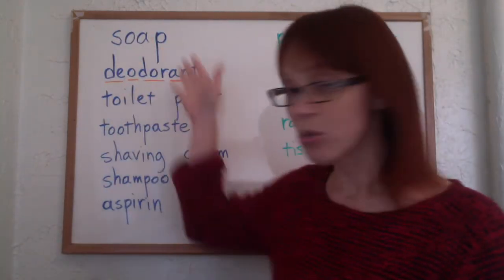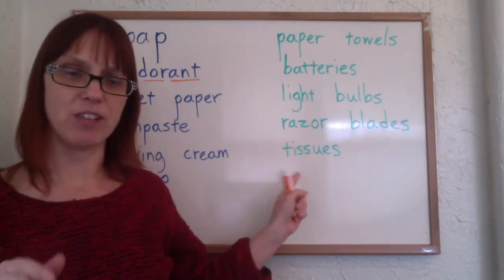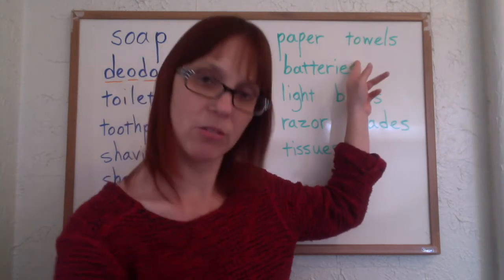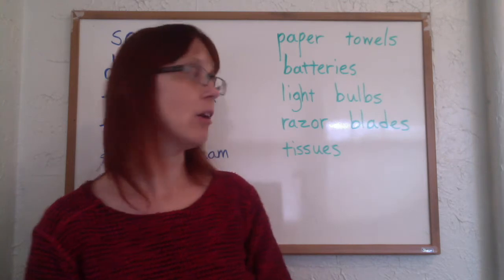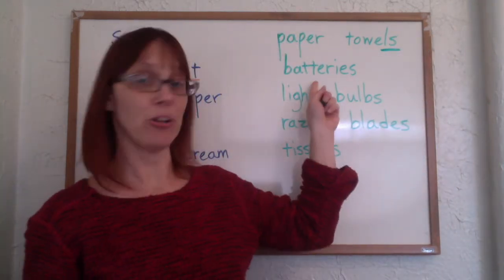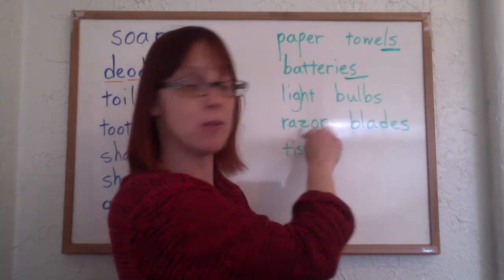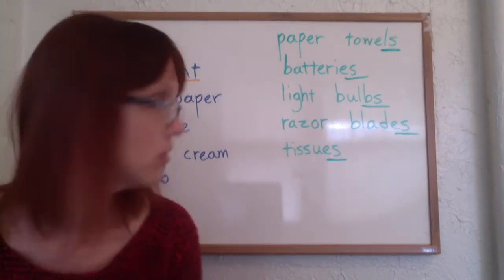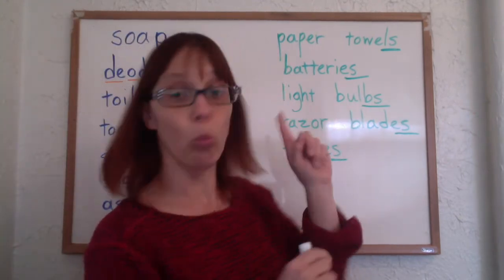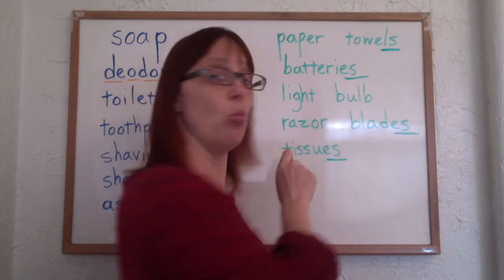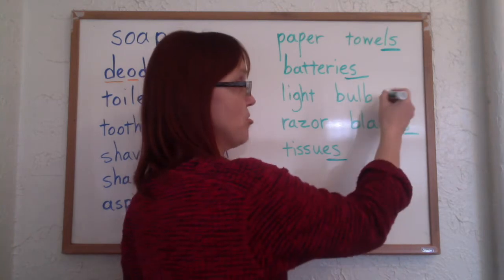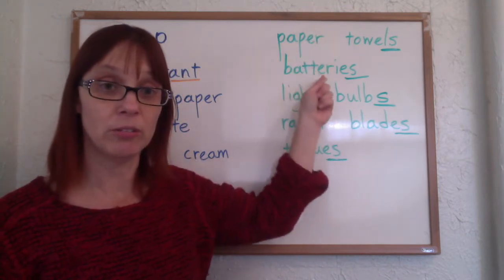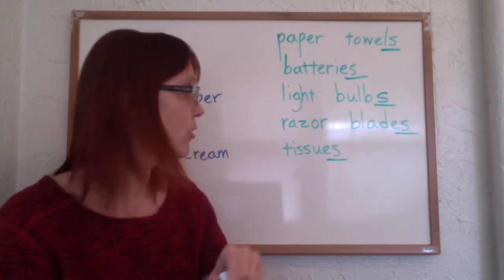Okay. What is different about these items? So these ones have an S at the end. Paper towels, batteries, light bulbs, razor blades, tissues. So, for example, I can have one light bulb without an S, or two light bulbs, or three light bulbs. So these are plural. That means there are two or three or four or five. They're plural.